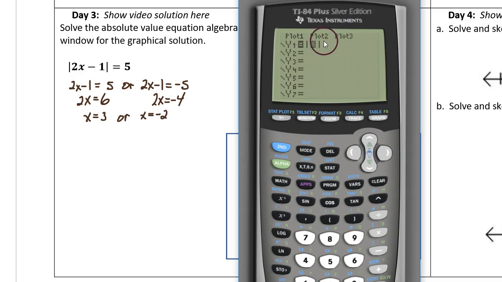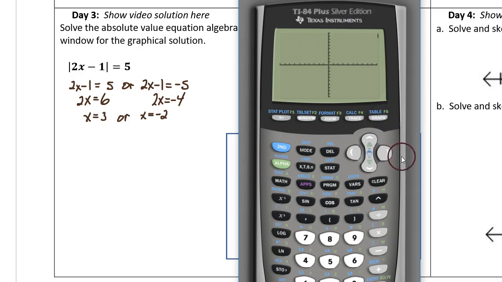Notice that it makes the lines on the screen. If your calculator is not in this new print mode, it'll say ABS with parentheses on the screen, and that would also mean absolute value. 2x minus 1 goes in the bars, and then down arrow, and for y2 put 5.